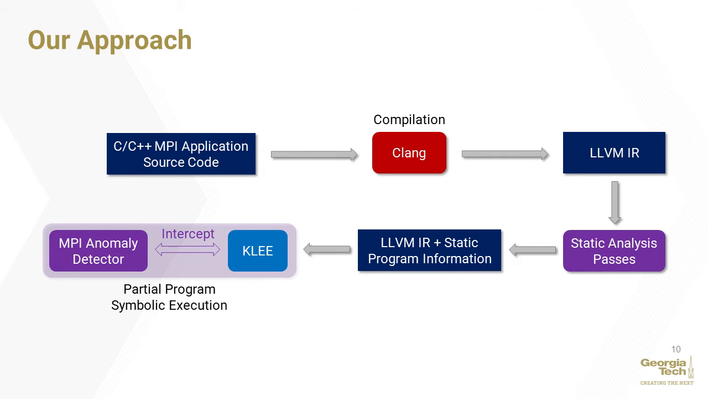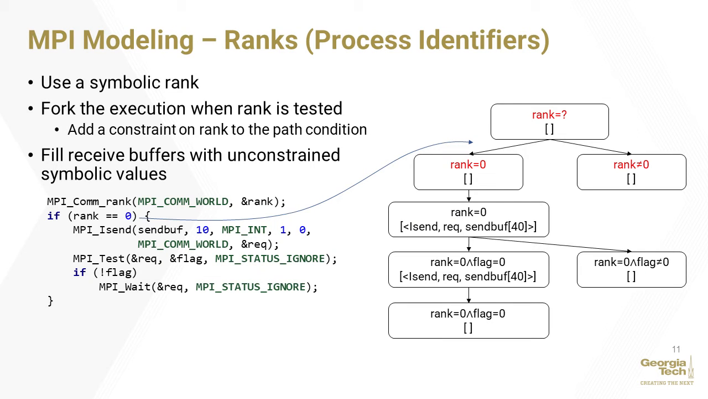Moving on to the modeling of MPI, we represent multiple processes with a single process during symbolic execution using a symbolic rank, which serves as a process identifier. In the single program multiple data model that dominates MPI programming, a process uses its rank to decide the code to execute inside the program. So making the rank a symbolic value can let us represent multiple processes at the same time.